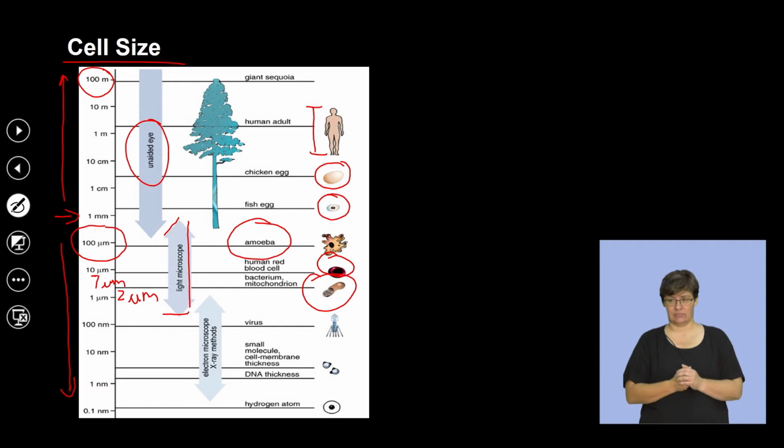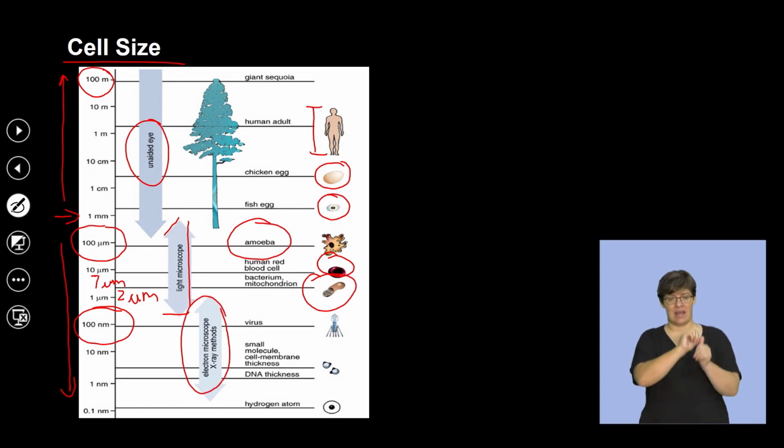Viruses measure even smaller, and we get to a sub-microscopic resolution where we would need an electron microscope to be able to see these. And further down, we compare that size to a hydrogen atom, which would be 0.1 nanometer. So we've gone from micrometers to nanometers.